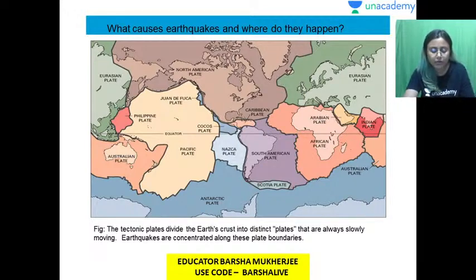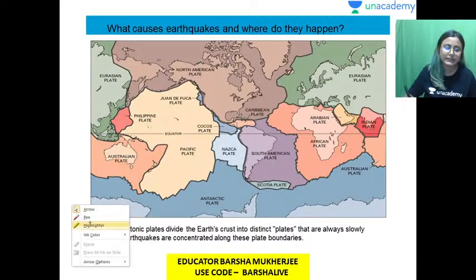Like if we talk about the names of the plates, we see the North American plate, South American plate, African plate, Eurasian plate, Indo-Australian plate, Pacific plate, Antarctic plate, and apart from that, there are also some minor plates that we get to see, such as the Nazca plate, Cocos plate, Caribbean plate, right? I can also say Arabian plate, Philippines plate. So these are some of the little plates.